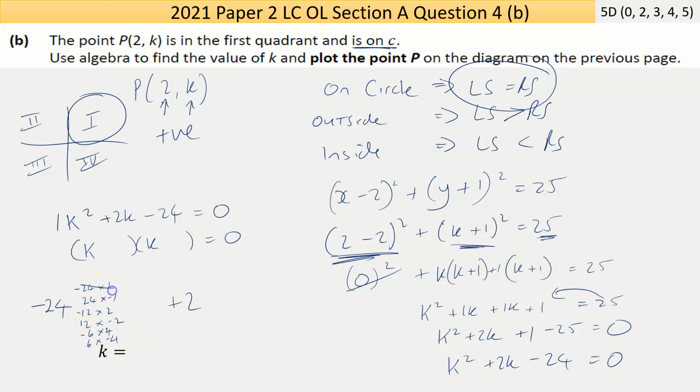Okay, this can never do it, neither can this. The 24, no matter what I do with 1, if they're added and subtracted, can never reach 2. 12 and 2 won't work. But 6 and 4 looks promising. Now these two numbers have to add to give plus 2. So minus 6 plus 4 would give minus 2. 6 minus 4 would give plus 2. So there's my 2. So my two factors are k plus 6 and k minus 4, equal to 0.